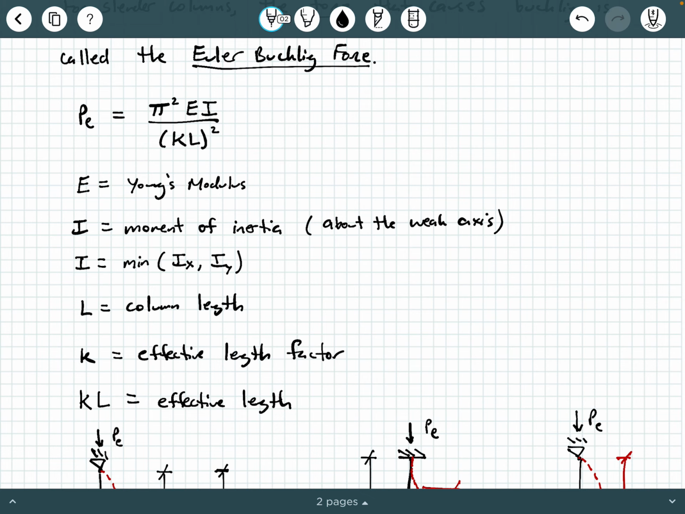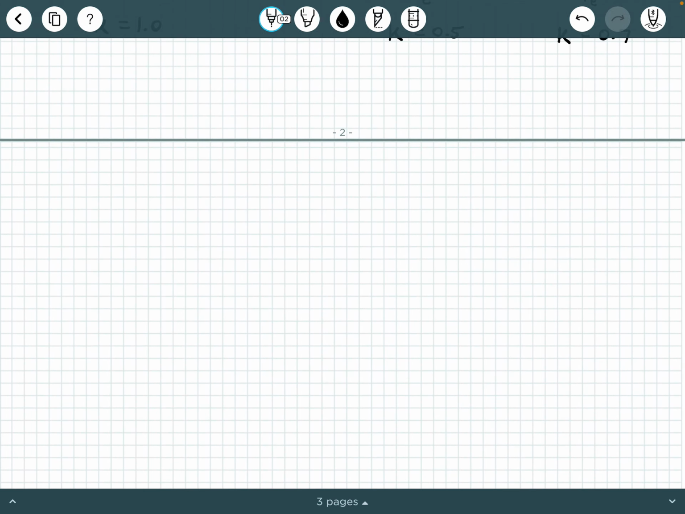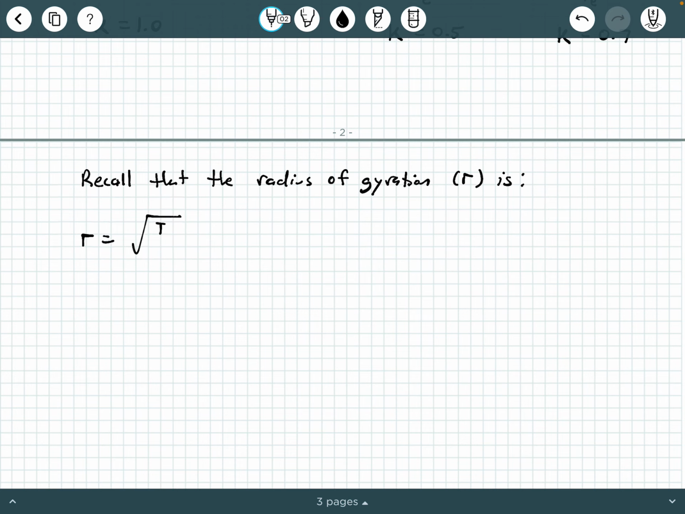There is another version of this equation, okay, that we might encounter. So let's talk about that really quickly. So we want to recall something. Recall that the radius of gyration, which we call r, is given as r equals the square root of I over A. So you might remember that from learning about section properties.